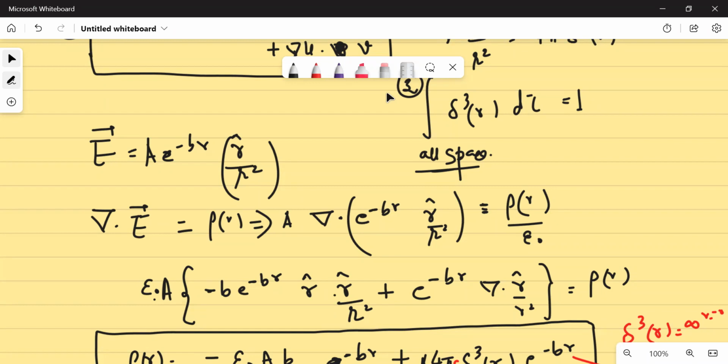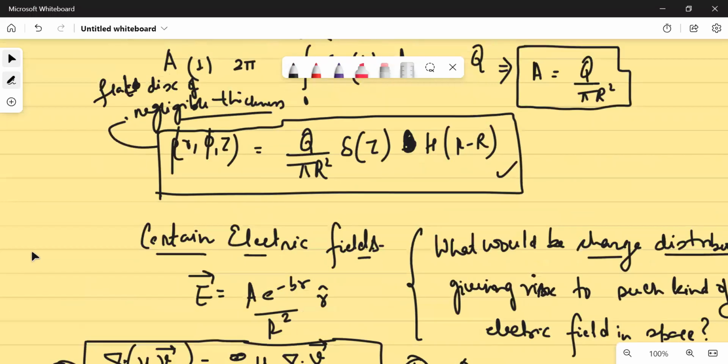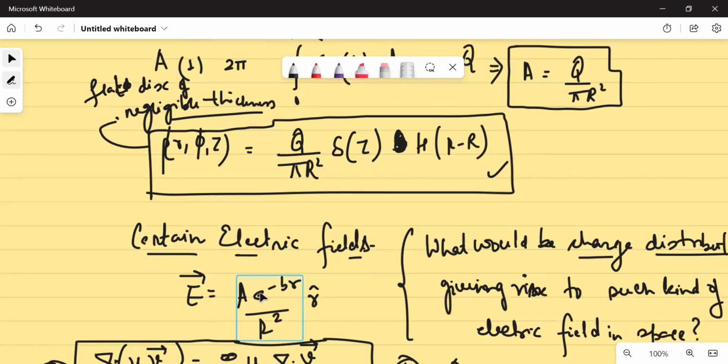Now, the entire question, I'm reiterating. So what was the question? The question suggested that if I have my electric field written in this format, that is A e to the power minus br upon r square. So generally you have this kq upon r square. Instead of kq upon r square, your electric field contains some e to the power minus br term.